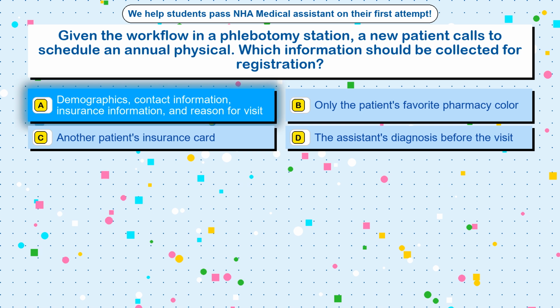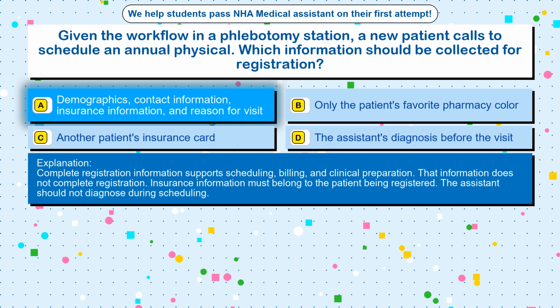Demographics, contact information, insurance information, and reason for visit. Complete registration information supports scheduling, billing, and clinical preparation. That information does not complete registration. Insurance information must belong to the patient being registered. The assistant should not diagnose during scheduling.